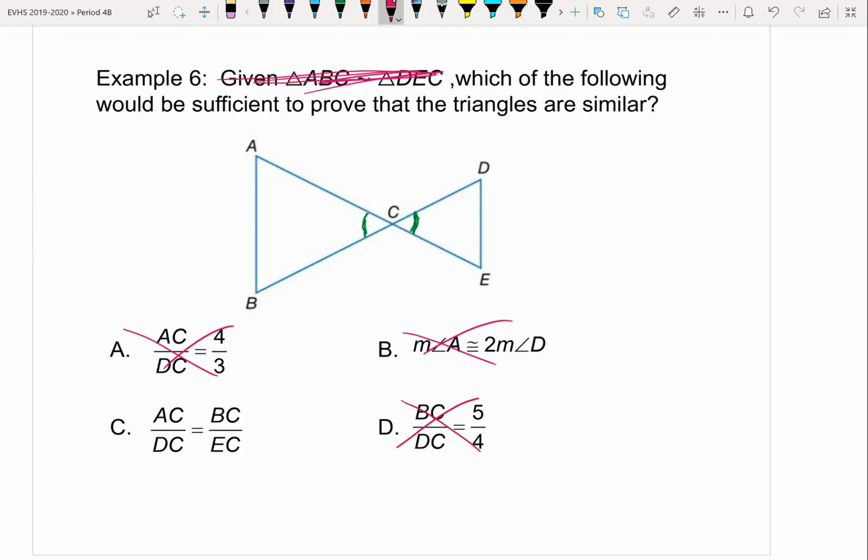Now let's jump over here to AC. So AC over EC is equal to BC over, did I mark that wrong? Hold on, let me start over on that. AC over DC, there we go, sorry about that, is equal to BC over EC. And so now, it looks like I've got side, angle, side, side, angle, side. Hey, that looks like that works to me. So this one is going to be correct, and that is going to show side, angle, side similarity.